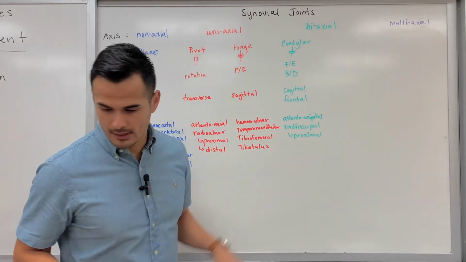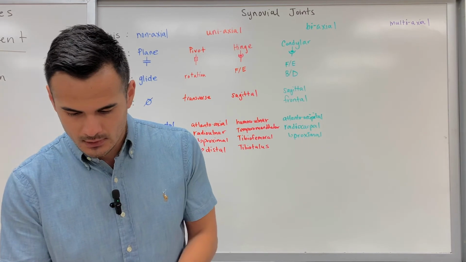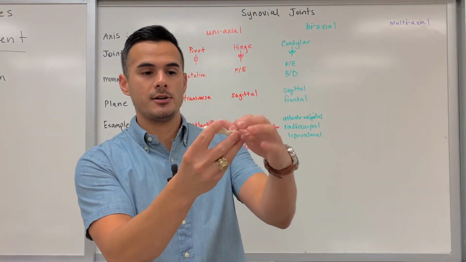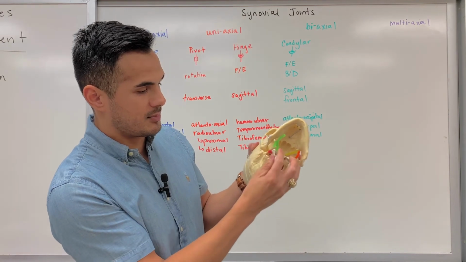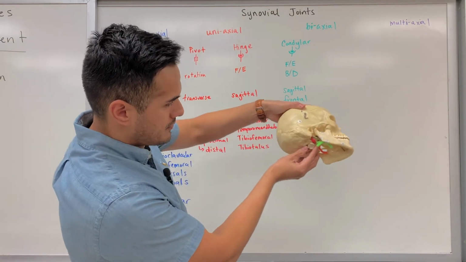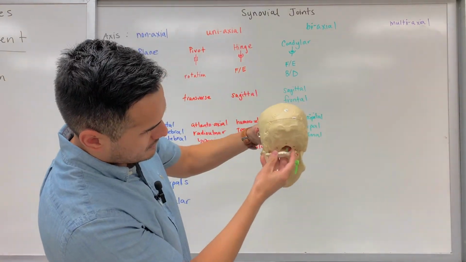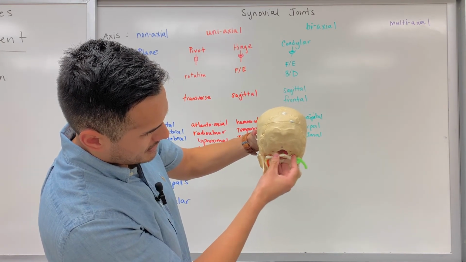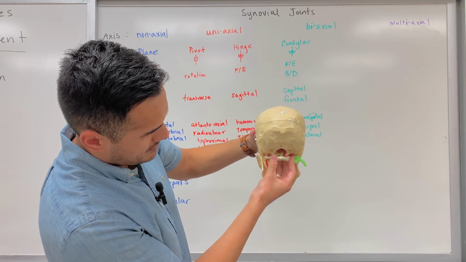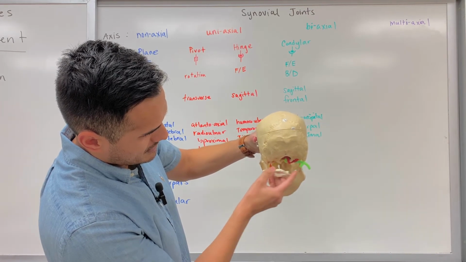So the first one, the Atlanto-occipital. So this here is the C1 vertebra. You can see the articular facets there, and then it's articulating with these occipital condyles. So here that's forming a condylar joint. So you have flexion and extension, and then there's slight abduction and then adduction moving in this direction.